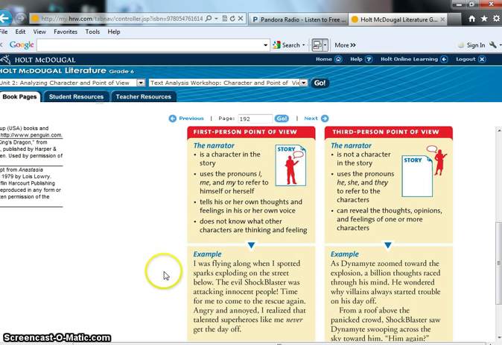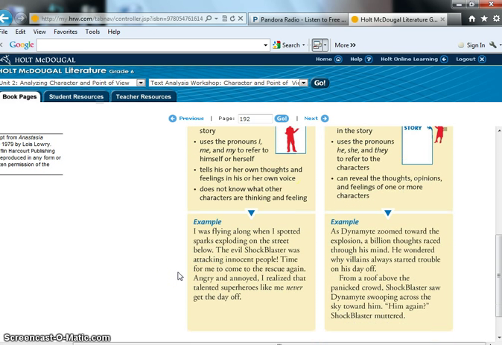Let's read an example. I was flying along when I spotted sparks exploding on the street below. The evil shock blaster was attacking innocent people. Time for me to come to the rescue again. Angry and annoyed, I realized that talented superheroes like me never get the day off.